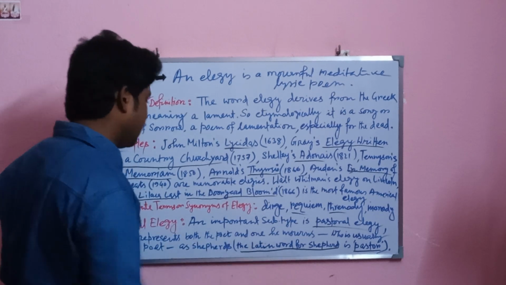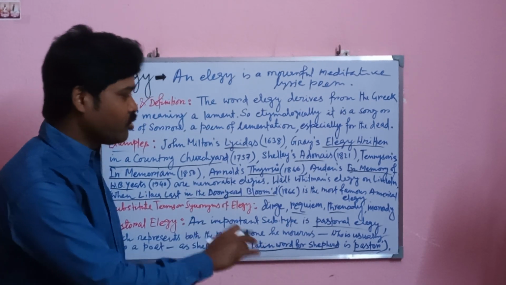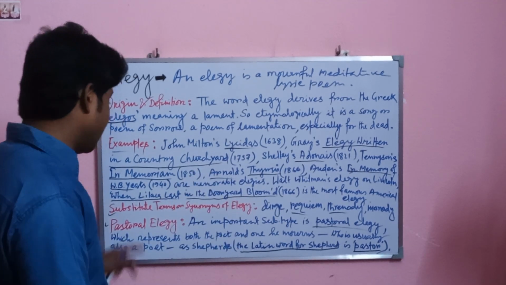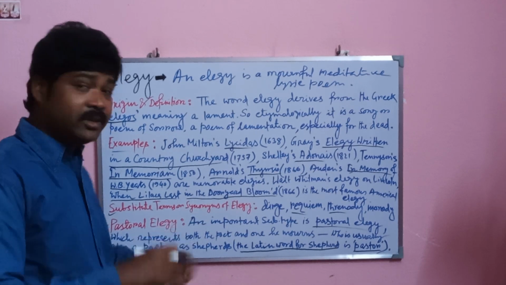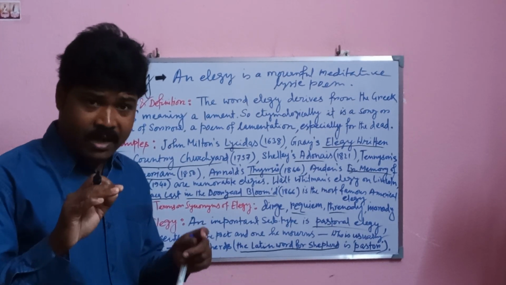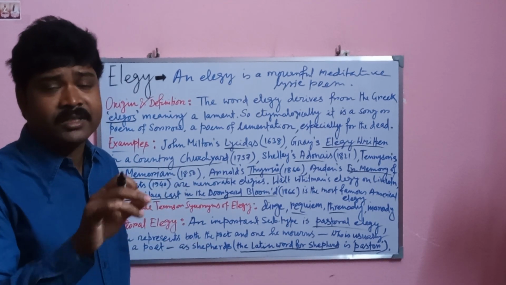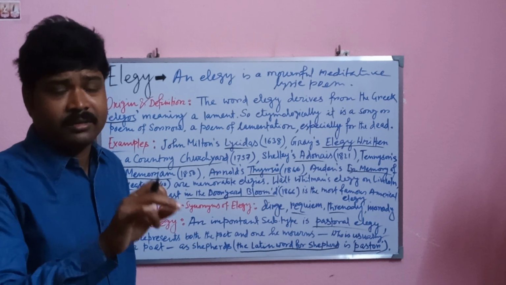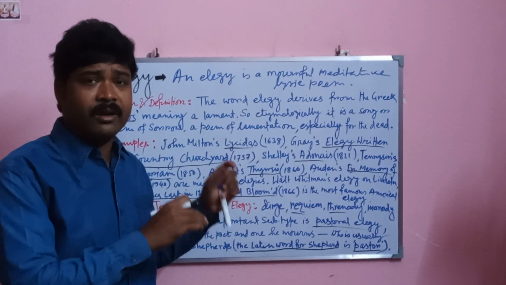Then substitute terms and synonyms of elegies are dirge, requiem, threnody, and monody. And the last point is pastoral elegy, in which the poet and the one he mourns are presented as shepherds, and the Latin word for shepherd is pastor. That's why it is called pastoral elegies. So this is all about our topic.